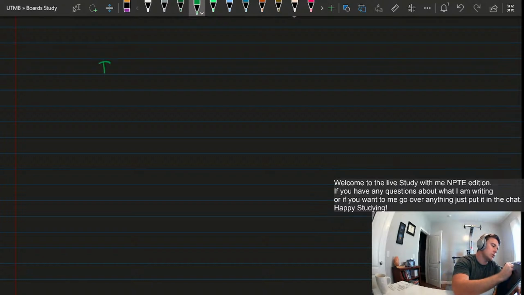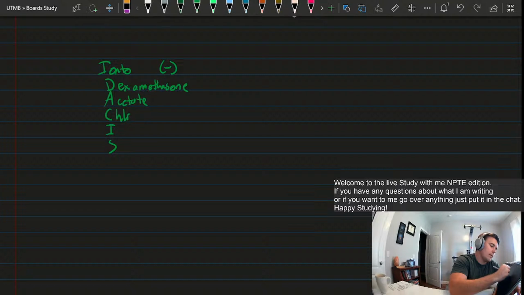So your iontophoresis, you've got your negative, so you just got to remember DACIS: D-A-C-I-S. So this, of course, is dexamethasone, pardon the spelling. And then this is acetic acid, acetate, same thing. Chlorine, iodine, and then salicylic.